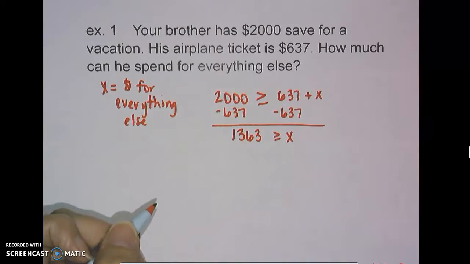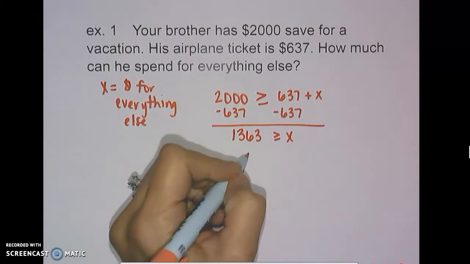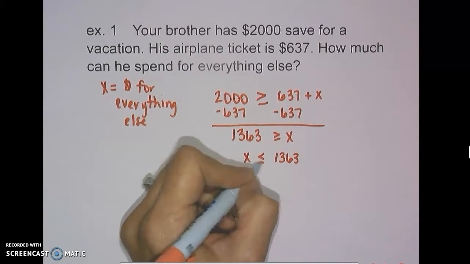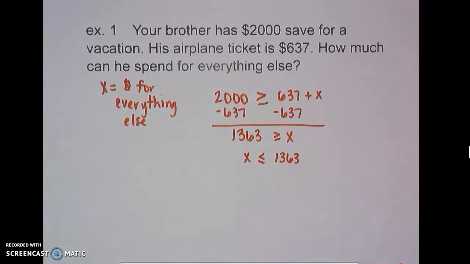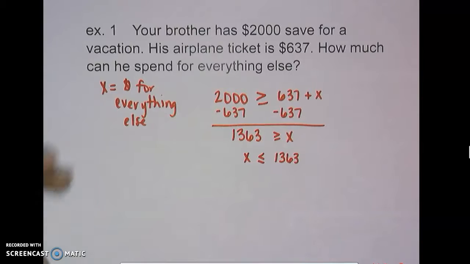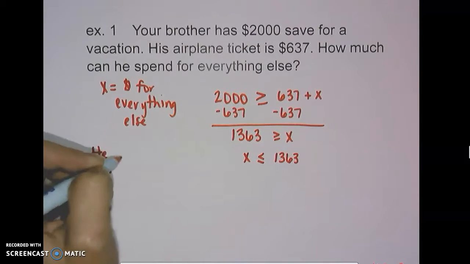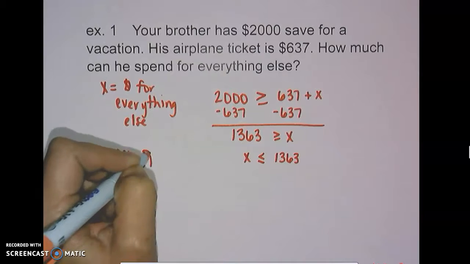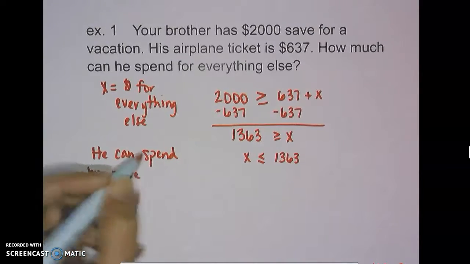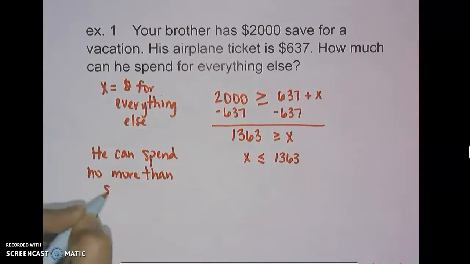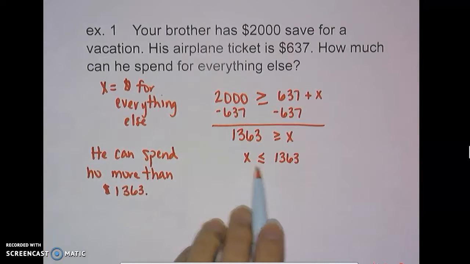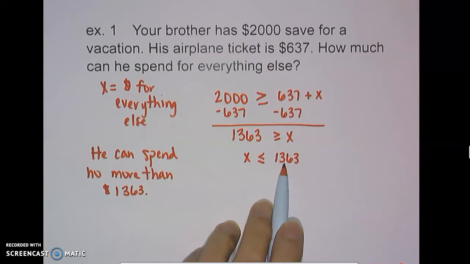So then we have to write a sentence for this. Here, if it helps you, remember you can flip these around. Since the inequality is facing towards the number, you got to keep it facing towards the number. This says X is less than or equal to $1,363. It is dollars. So he can spend no more than $1,363. You could literally just say he can spend less than or equal to $1,363.